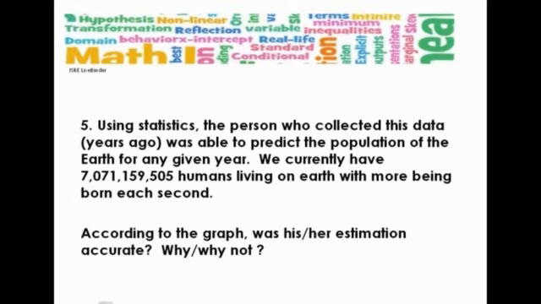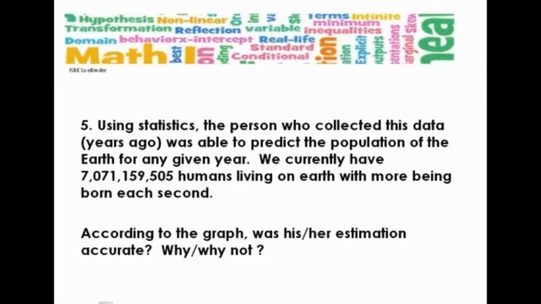Question 5, using statistics, the person who collected this data from years ago was able to predict the population of the Earth for any given year. We currently have 7,071,159,505 humans living on Earth, with more being born each second. According to the graph, was his or her estimation accurate?